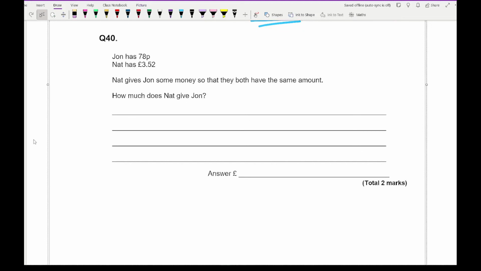Then moving on to our last question, it says that John has 78 pence and Nat has £3.52. Nat gives John some money so that they both have the same amount. How much does Nat give John? Now this question is incredibly popular with all the exam papers that I've done in the past.